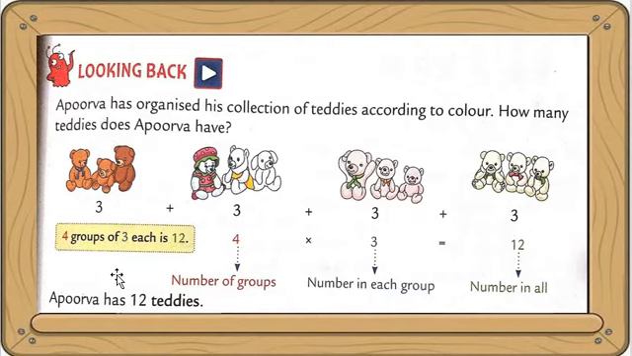Got my point, all students? 4 3s are 12, like that. So we write the answer like that. Apurva has 12 teddies. How many teddies? 12 teddies. So now it's an example of multiplication.